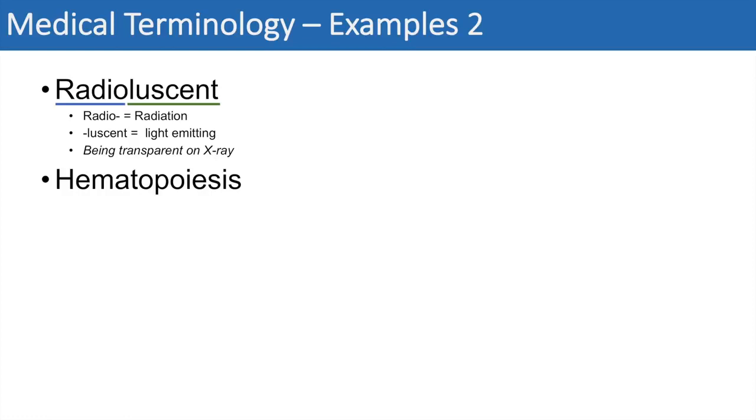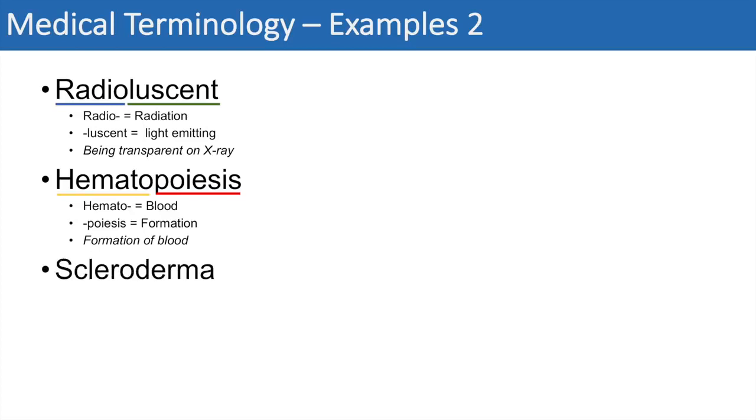The next practice word is hematopoiesis. So again, break it down. So hemato, we might think of words like hematologist. So what does hemato mean? Hemato means blood. And the suffix poiesis, what does that mean? Well, we learned that that meant formation. So when you put it together, hematopoiesis means formation of blood. So that's a very easy one.